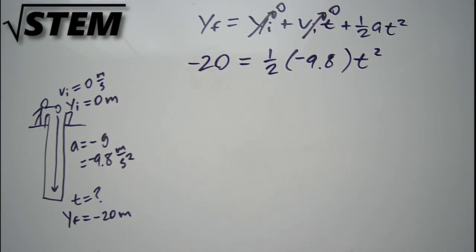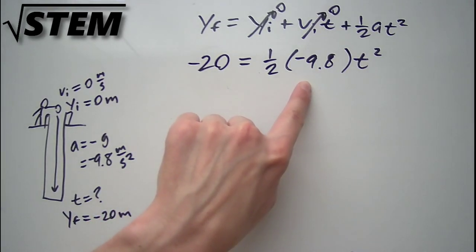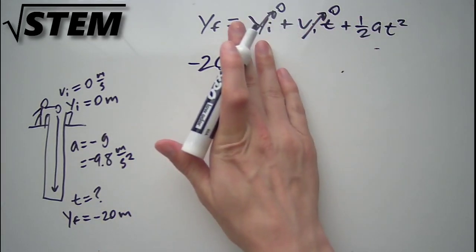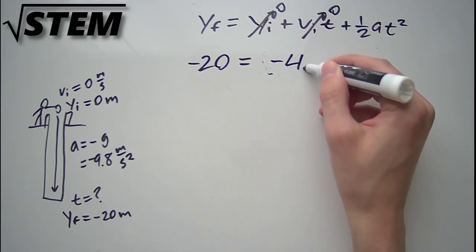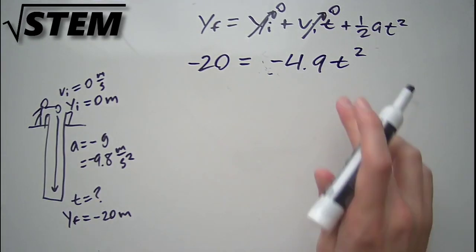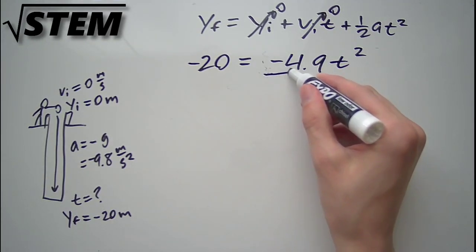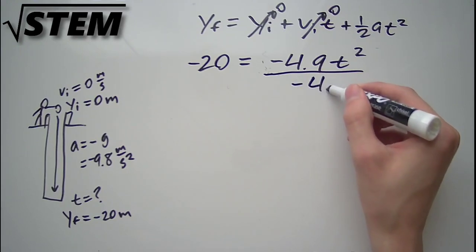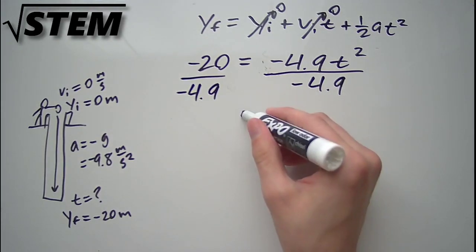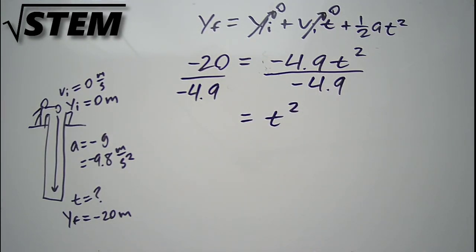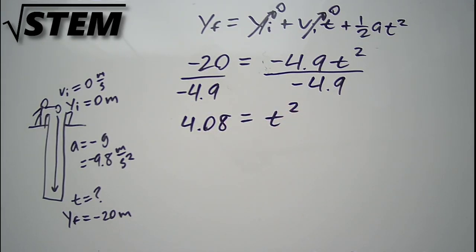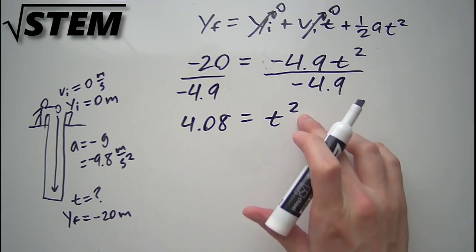So let's go ahead and simplify this a little bit. Half of 9.8 is 4.9, so we can say that this is minus 4.9 t squared. Now, to get t by itself, we'll want to divide by this negative 4.9 on both sides. And that will give us that t squared equals 4.08.